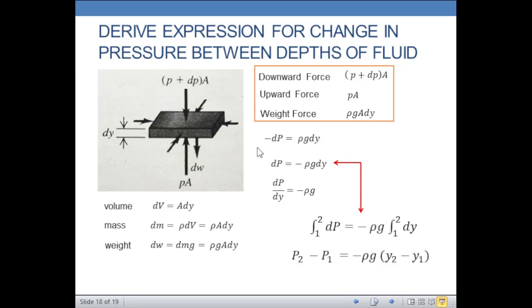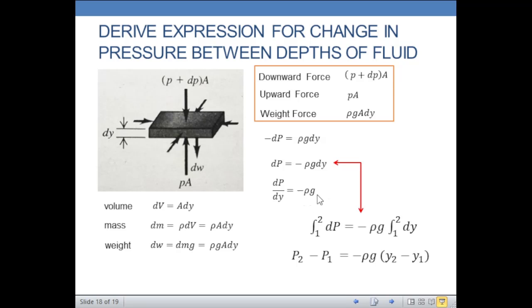Now we can express that as negative dP equals rho, or the density, times gravity times dy. Or if we transfer the negative sign to the other side, dP equals negative density times gravity times dy, or the change of elevation. Now take note that the density and the gravity are constant.